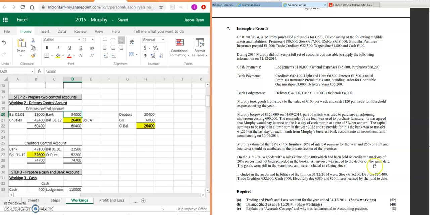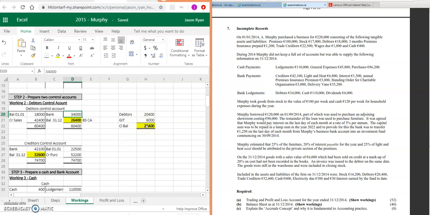But also in this question, we also have goods in transit. So it mentioned here on the 31st of the 12th, 2014, goods with a sale value of 6,000, which had been sold on credit at a markup of 20% on the cost have not been recorded in the books. So that means that someone bought extra stock from us where it's in transit. It's been included in our closing stock, but it has to be included as part of our debtors. So we're going to have to increase our debtors.